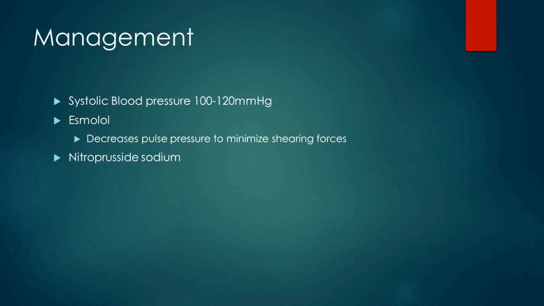Management is like any other aortic disruption. You want to keep the systolic blood pressure and heart rate as low as they can tolerate. Esmolol decreases the pulse pressure to minimize shearing forces. You can add on additional agents. The books were saying nitroprusside still, but a lot of times they're not really using nitroprusside. They're using one of the other ones like Cleviprex.